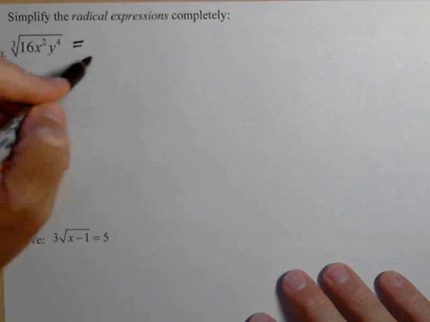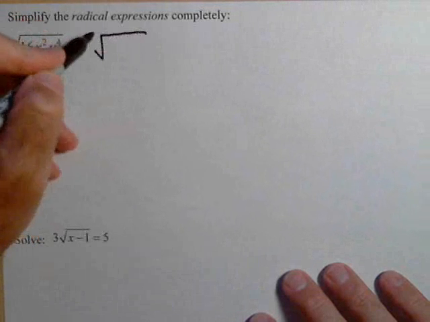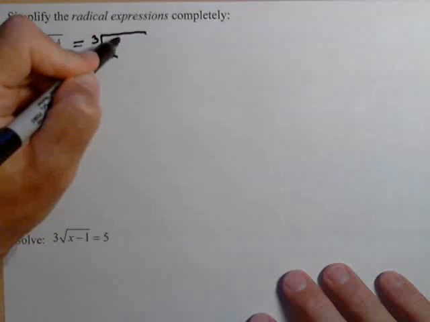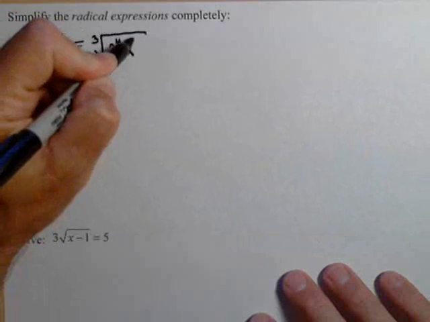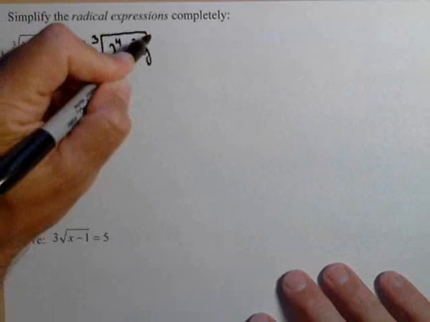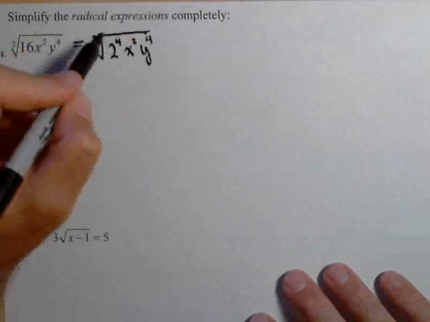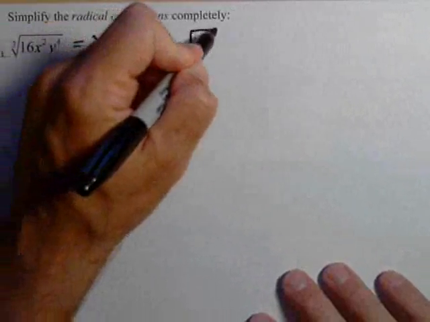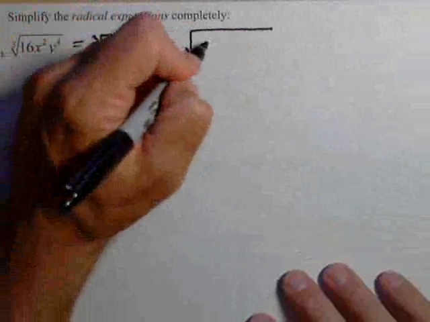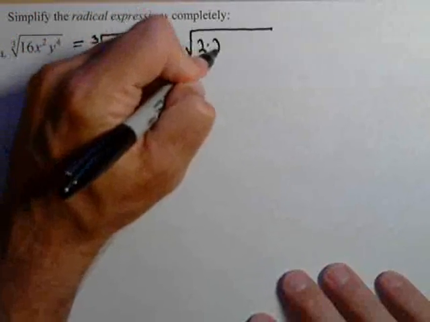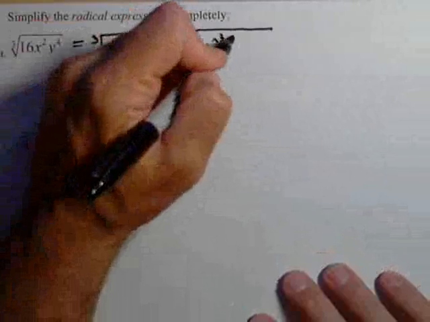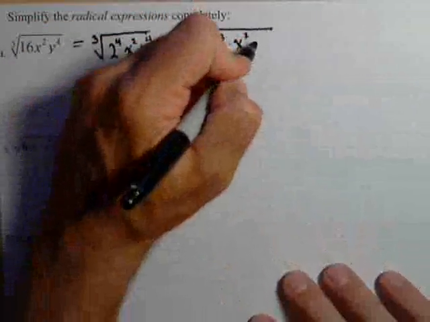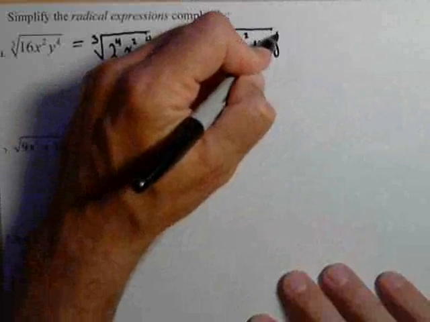So let's rewrite these as powers. So the cube root 16 can be written as 2 to the fourth, x squared y to the fourth. What we need are perfect cubes to see if we can pull out of this cube root. So let's rewrite it that way. So by properties of exponents, 2 to the fourth I can write as 2 times 2 cubed. X squared doesn't have any perfect cubes in it, so we'll leave it alone. Y to the fourth does, because we can write it as y times y cubed.